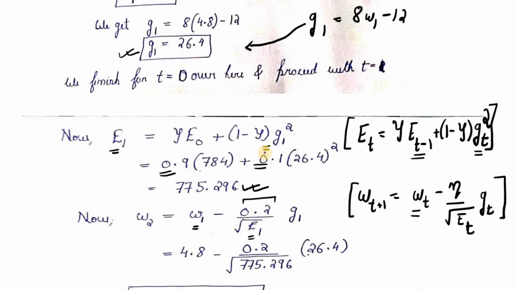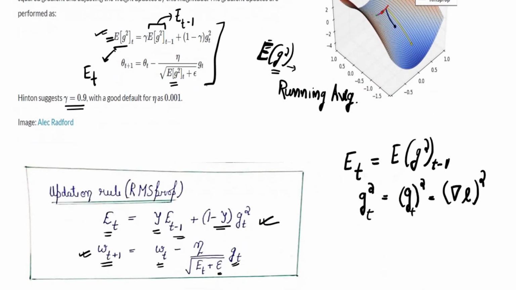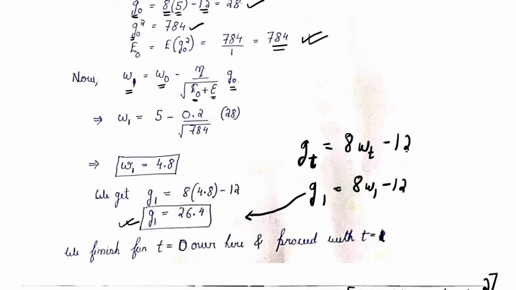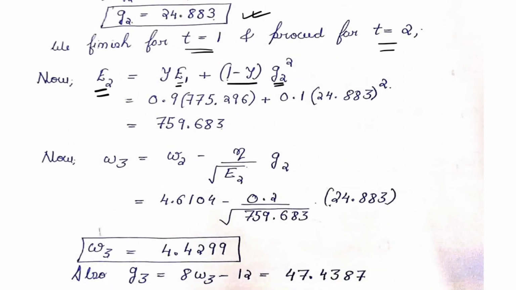This is the formula which we are using for Et, and this is actually derived over here only. We were writing the formula, and then on doing so we just apply for W3, and the W3 comes out to be this, and the G3 comes out to be 47.43.